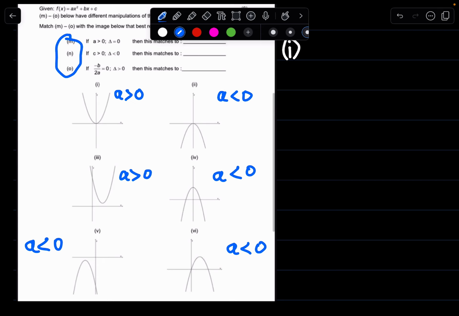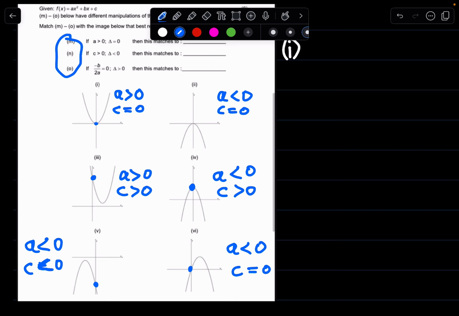Now let's come with C. If you check on the second graph, C is equal to 0 because the y-intercept is exactly on the origin. Also the second one, C equals 0. The third one, C is positive because it's above, on the positive y-axis. So C is a positive number. Also here, C will be a positive number. Here, C will be a negative number, or C is less than 0. Then here, C is passing through the origin, so C is 0.